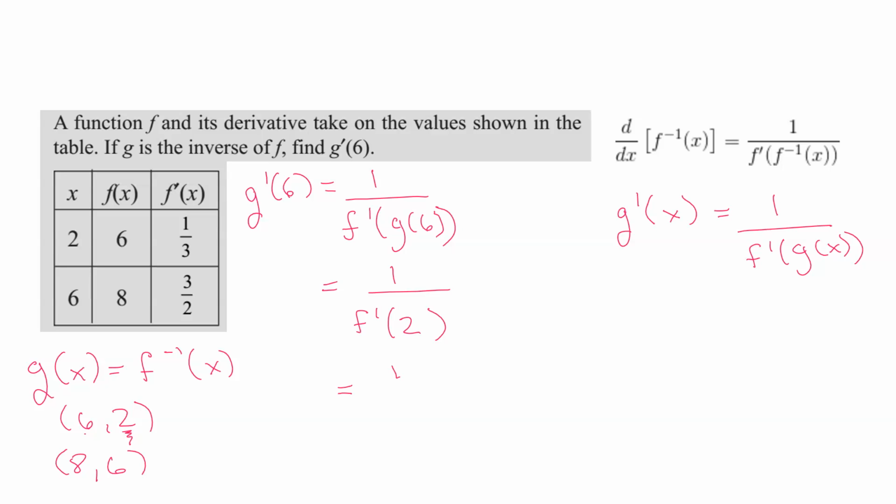So then I'm looking at the f prime, or the derivative of f of x, at 2, and that's 1/3. Multiply by the reciprocal, and you get 3.